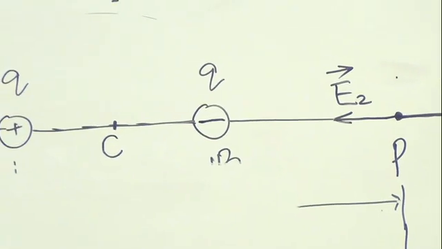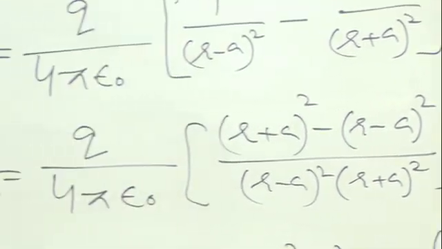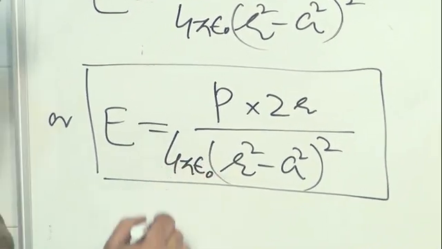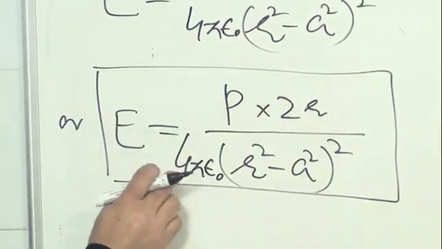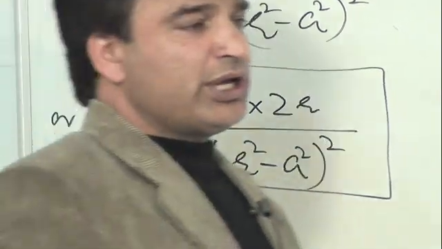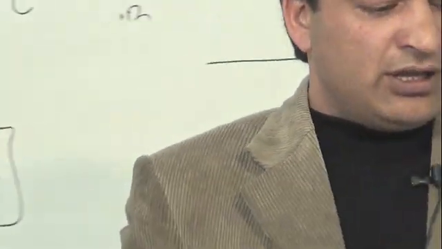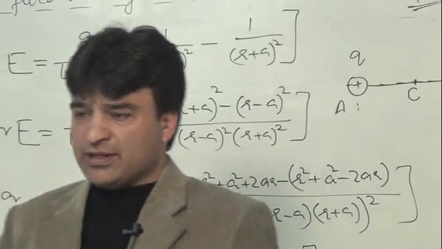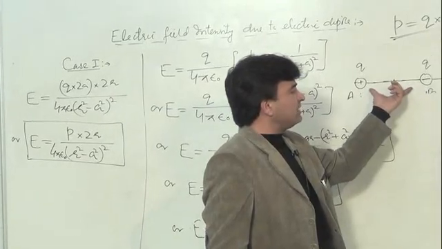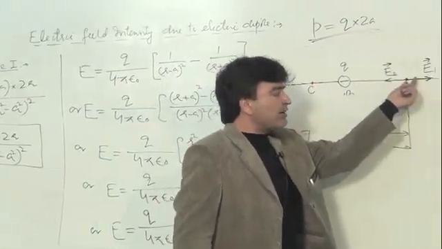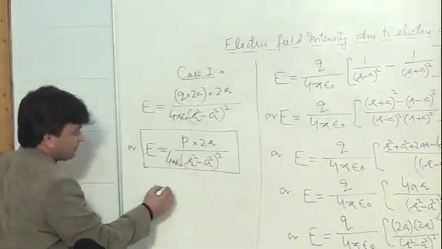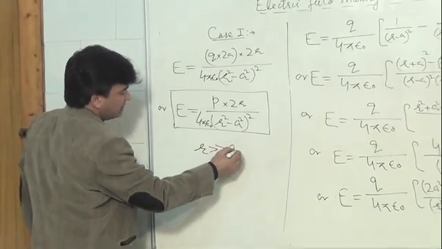Now, in this expression, here the term 4 pi epsilon naught is also here. E equal to P into 2R by 4 pi epsilon naught (R square minus A square) whole square. Now, in this expression, as I told you in the beginning of the class, the distance between the two charges is much smaller than the distance where we are interested to find the electric field intensity. That is, here R is much greater than A.